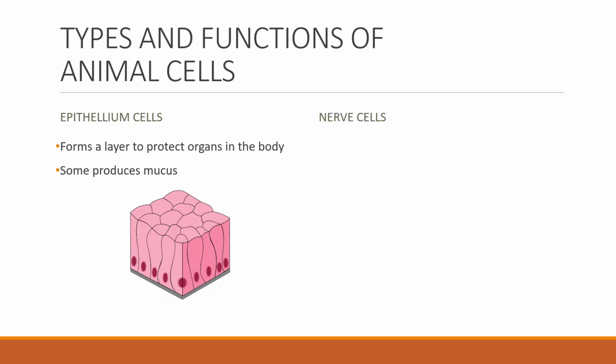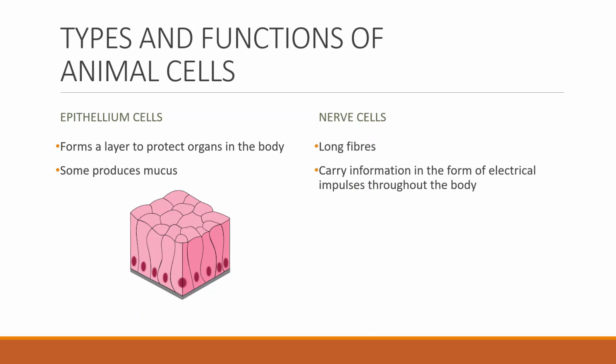Next up, we have the nerve cells. Nerve cells have long fibers. They carry information in the form of electrical impulses throughout the body. These are the three types of nerve cells that we can find. You study more about them in Form 4 biology.